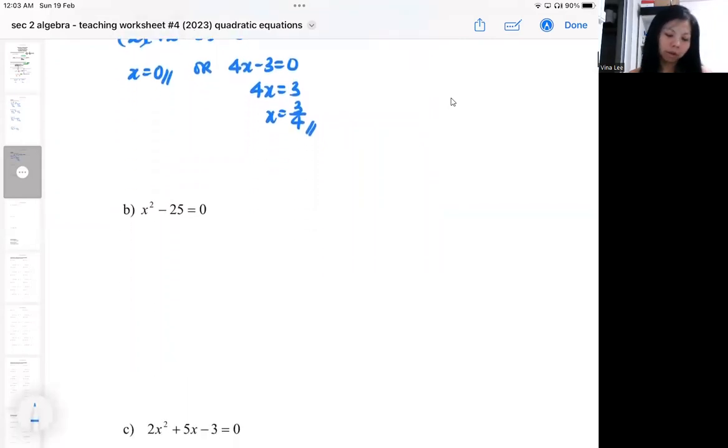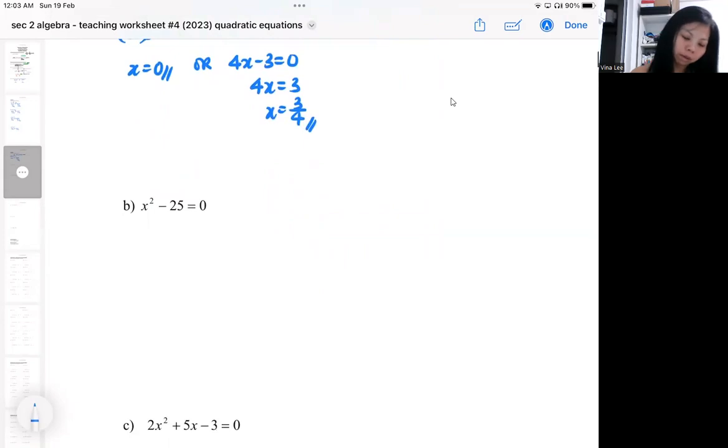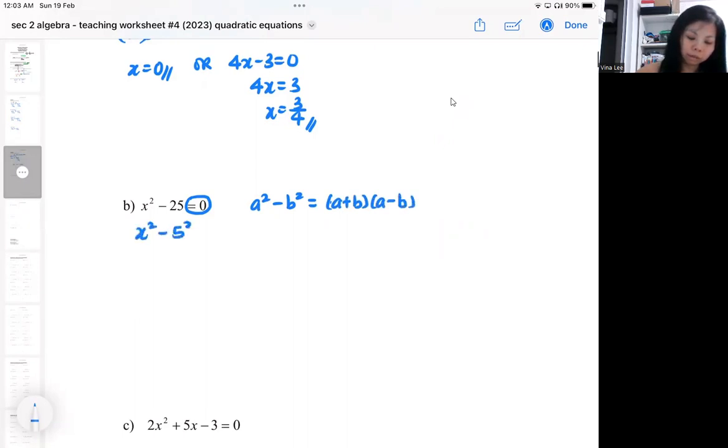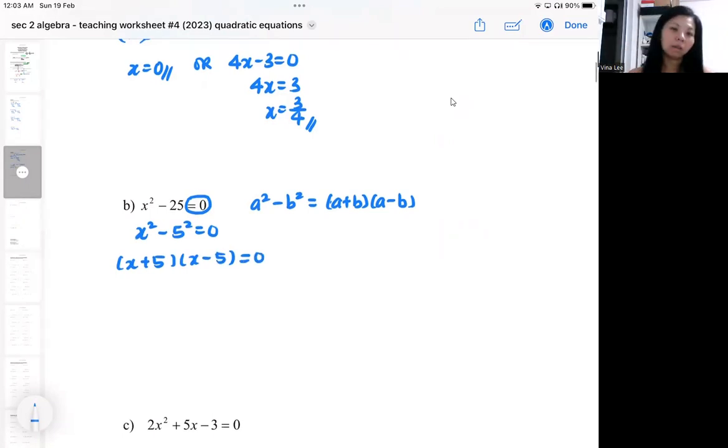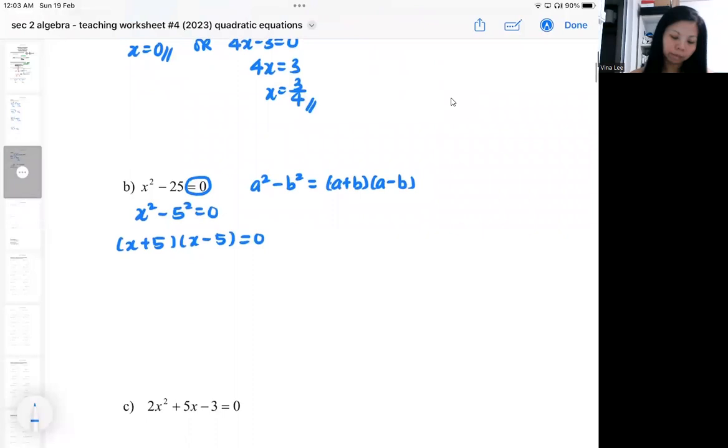X squared minus 25. Okay, we have the 0 already. So there was this method that we learned in the section on factorization. So I'm going to use this method. If I use this method, I will get x plus 5, x minus 5. So I create a product. So bracket times bracket equal to 0. So the first bracket can be a 0, or the second bracket can be a 0.